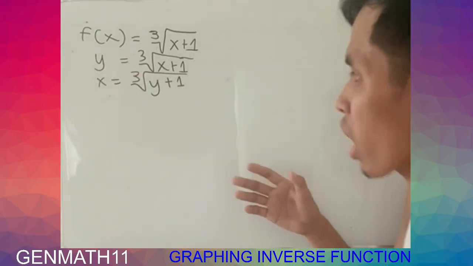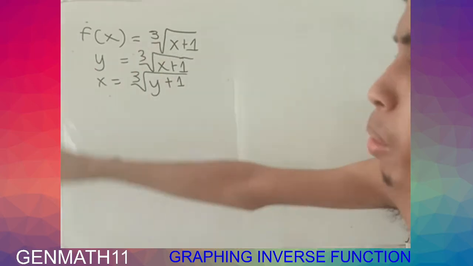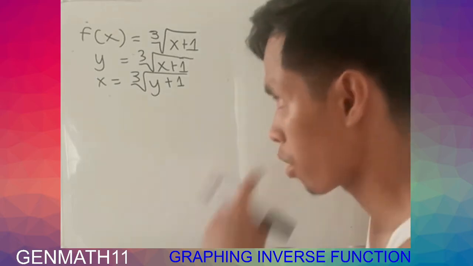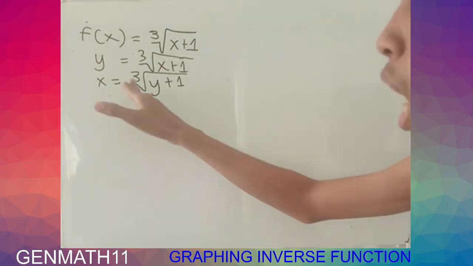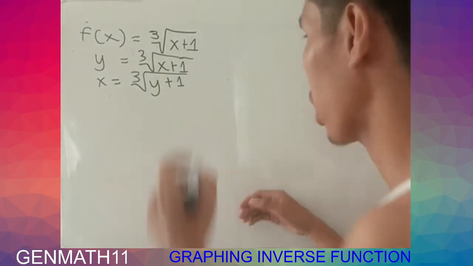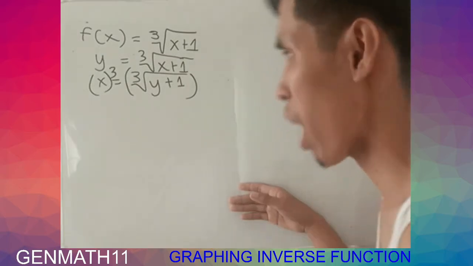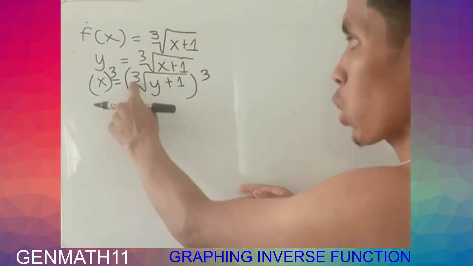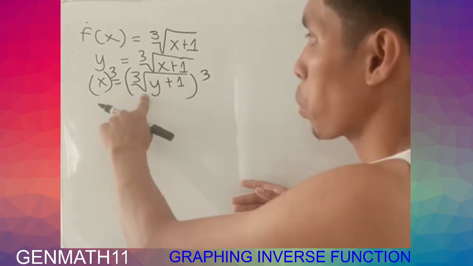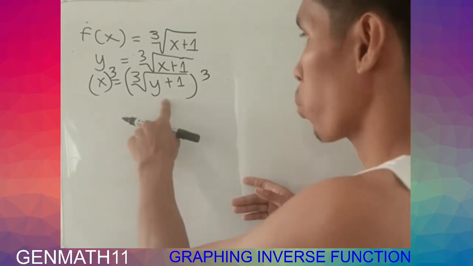Sir, paano pa ang gagawin natin? Nasa loob kasi si y natin, so hindi natin siya malilipat sa kabila. So, gagawin lang natin is, in order to cancel out the cube root or the radical sign, i-cube natin siya. So, bakit natin siya i-cube? Para ma-cancel out yung ating radical sign dito. Kasi, kapag kinube natin yung cube root, maka-cancel out, magiging y plus 1 na to.